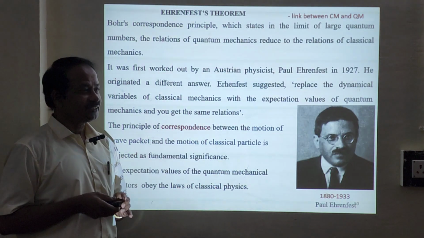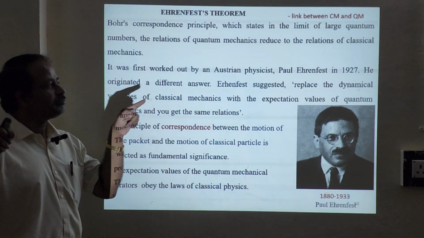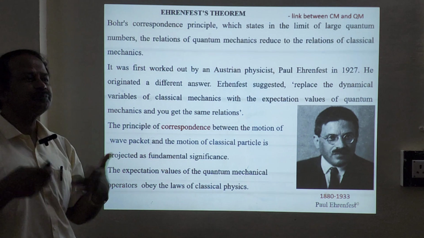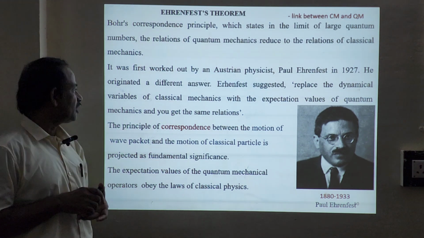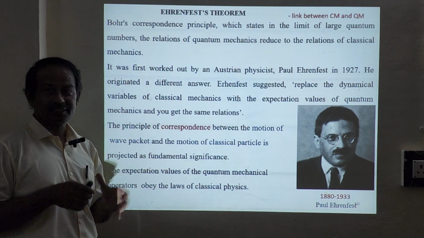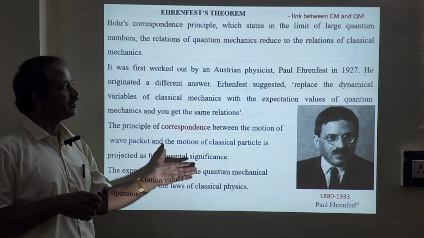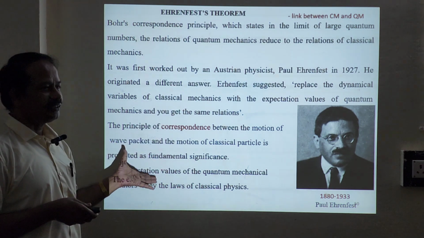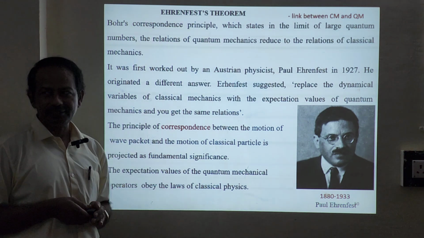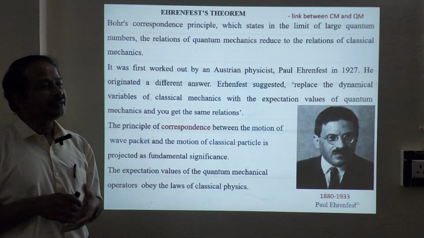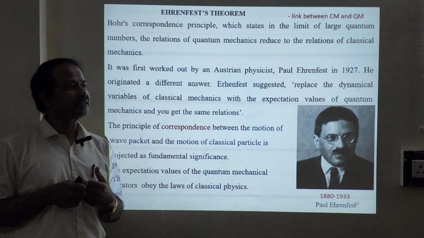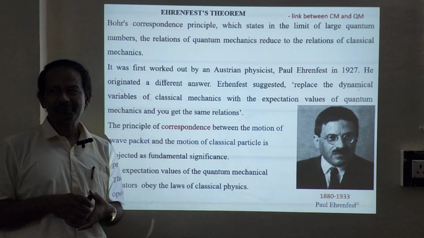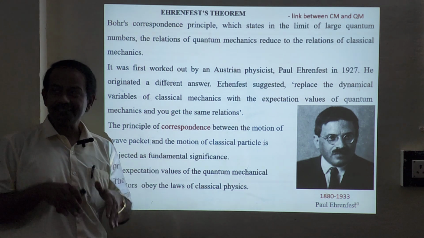Ehrenfest suggested that we can replace the dynamical variables of classical mechanics with the expectation values of quantum mechanics and we will get the same relations. So this was his prediction and he derived it. He was an Austrian physicist, as I said, and he derived this equation in the year 1927. In fact, he wanted to explain quantum mechanics. At the time, quantum mechanics struggled to be explained, so he wanted to explain it in terms of statistical mechanics.